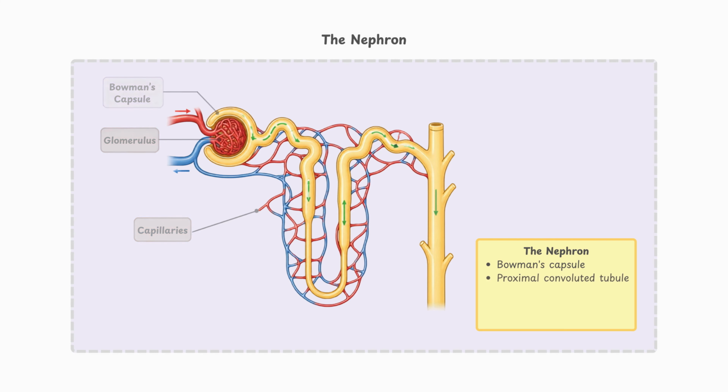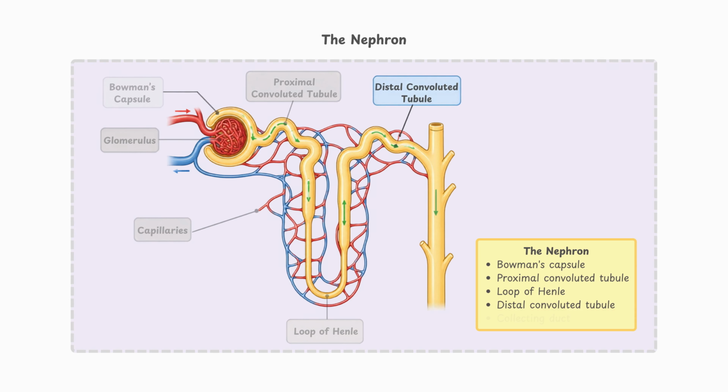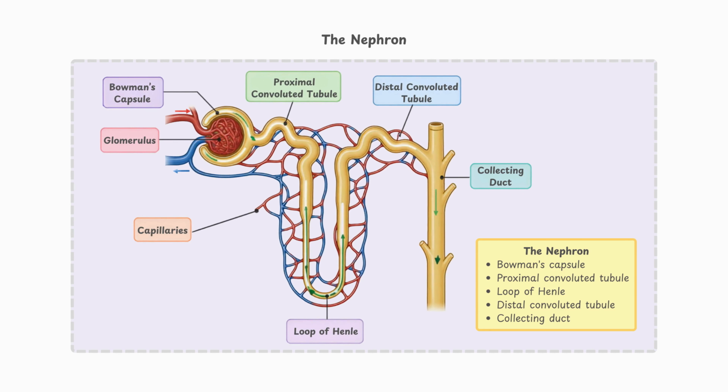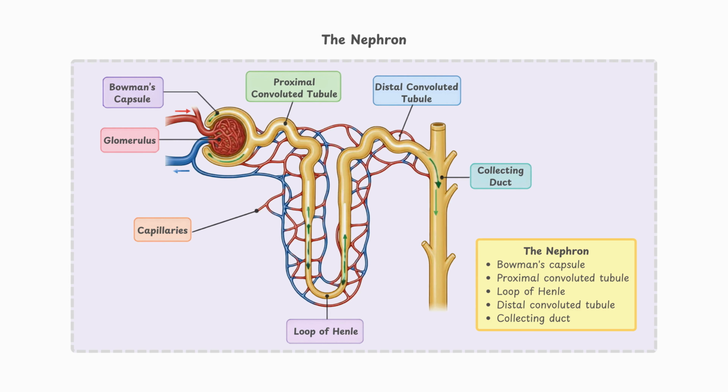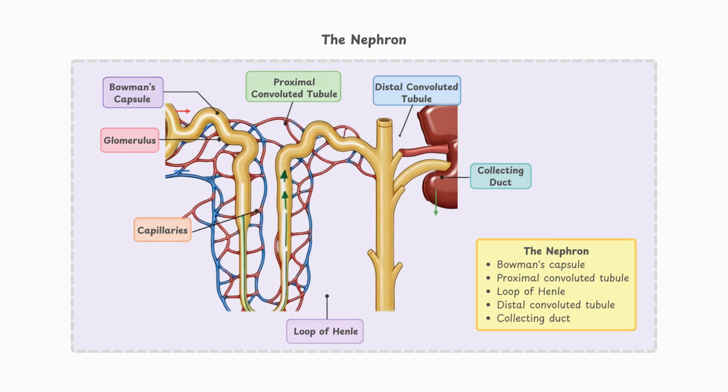From there, the filtrate travels through the proximal convoluted tubule, then through the loop of Henle, followed by the distal convoluted tubule, and finally into the collecting duct. As the filtrate moves along this pathway, useful substances are returned to the blood. Waste products remain behind and continue through the nephron to form urine.